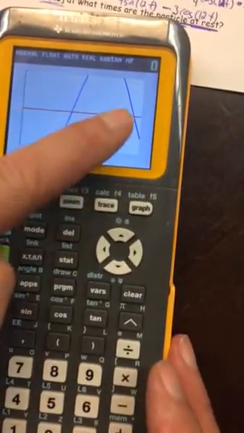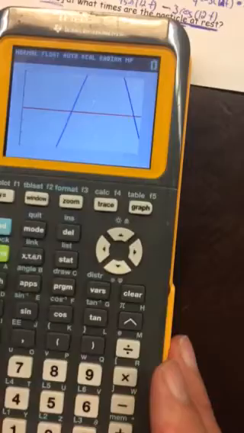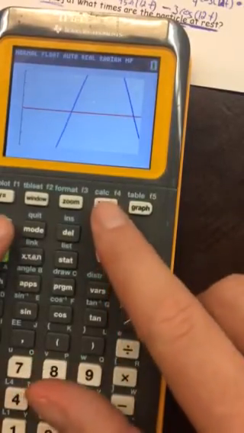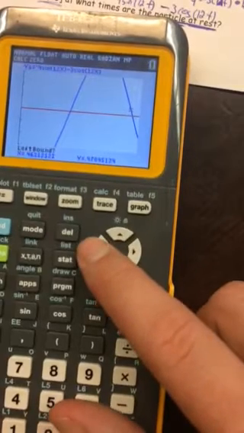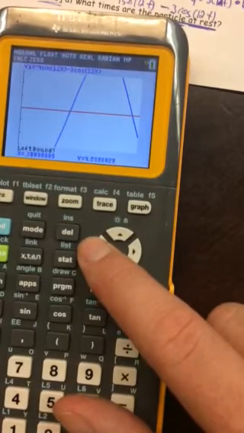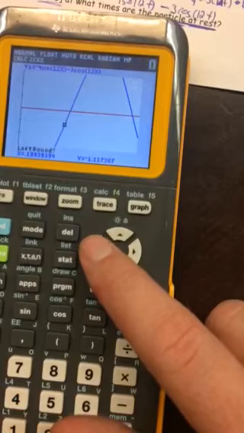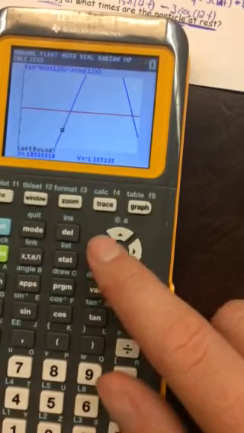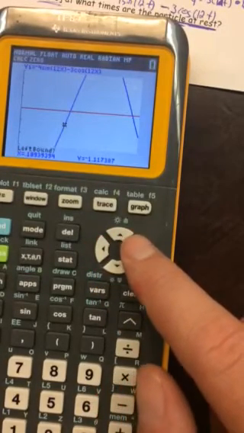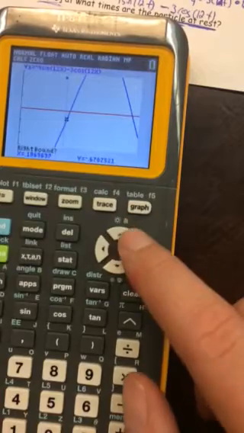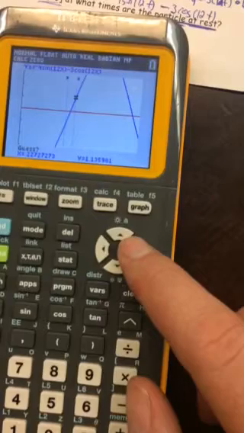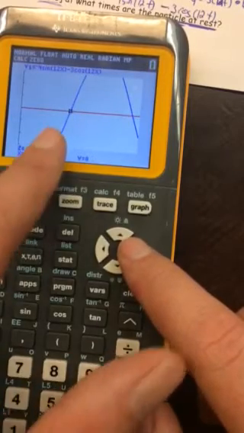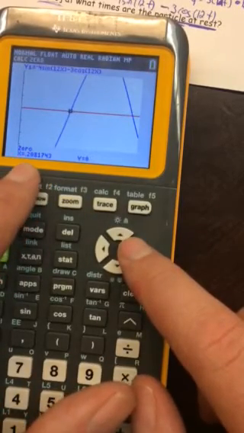There are 2 different times when the velocity is 0, and I can do it 2 ways. I can press the 0 button, and I need to make sure I'm on this blue function. And when you use the 0 function, you have to use the cursor, and it asks for a left bound. That means you go to the left of the 0 you're looking for and press enter. And then it asks for a right bound. You go to the right of the 0 you're looking for and press enter. And press enter one more time, and it tells you the 0 is at 0.208.